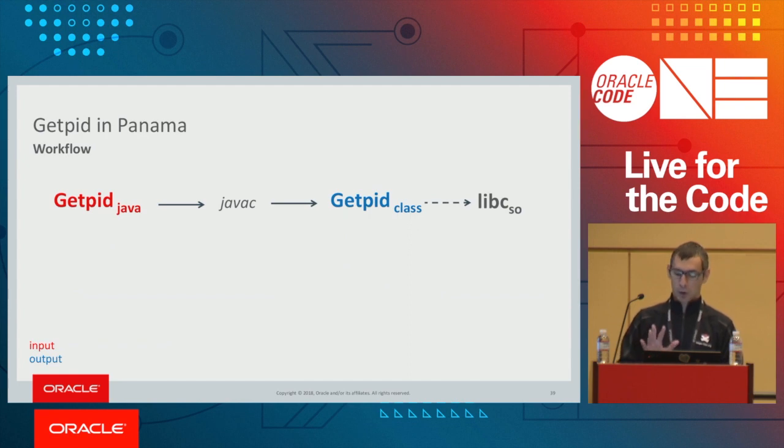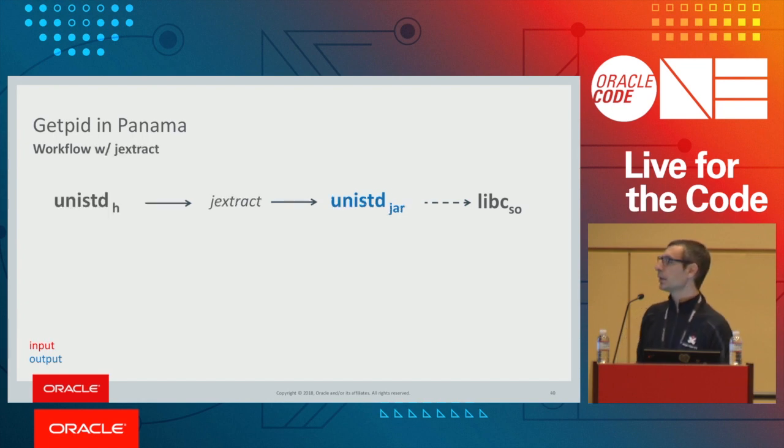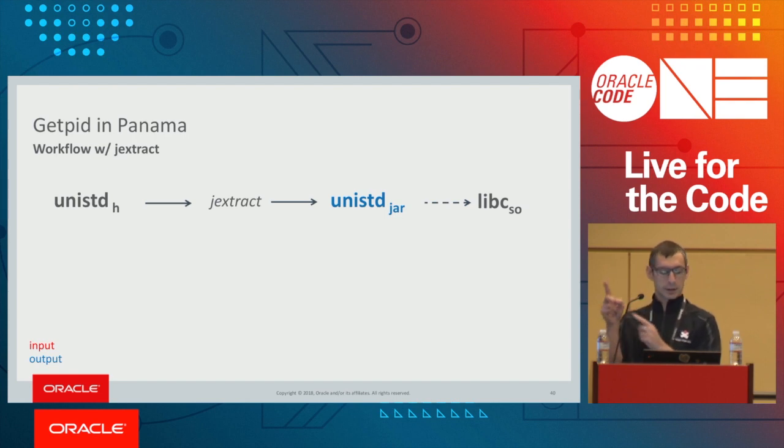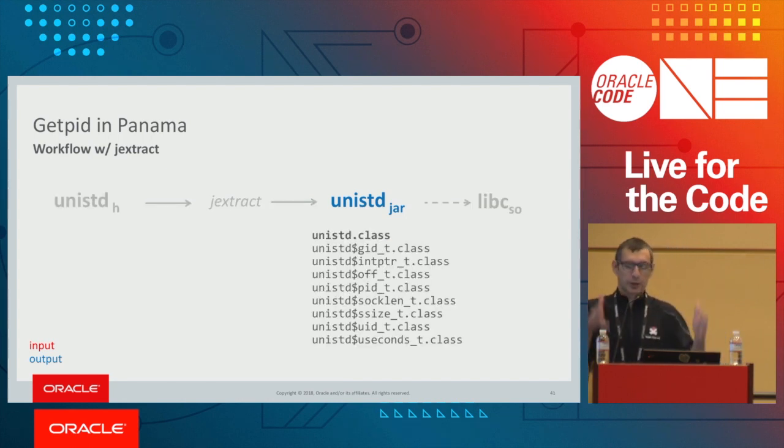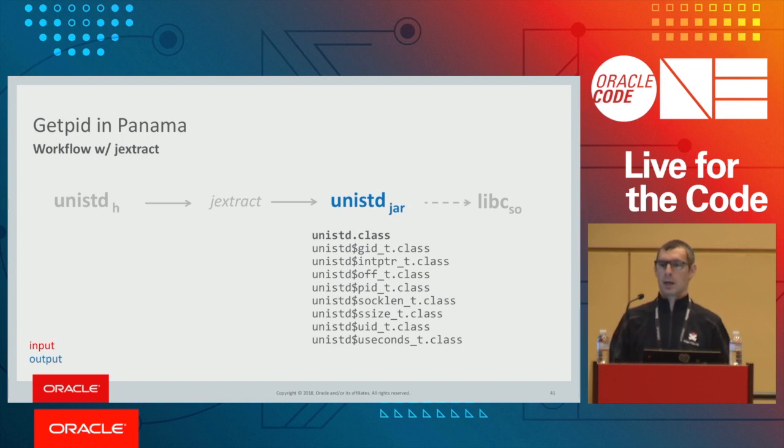So this was the workflow that we left Panama with. We had a Java class, we compiled it, we got a class, and that was it. It was still better than JNI, but we still had to write the Java class, and it has annotations that are hard to write. With JExtract, the workflow becomes like this. No longer do you have to write the Java class. You just point JExtract at the header, in this case unistd.h, and JExtract will generate a bundle of classes for you. As you can see, there are a lot of classes that JExtract generates, not just the one for the header. There are also a lot of annotations for the types that the header defines.